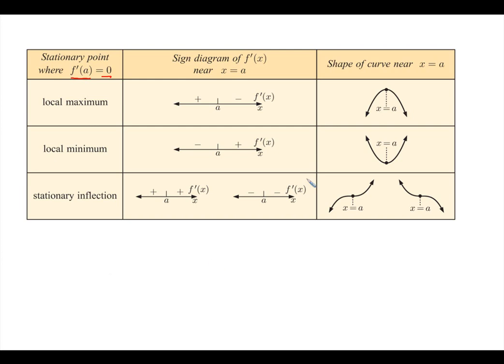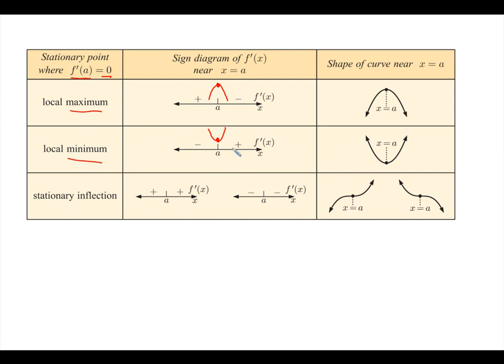Just like we talked about earlier, if we look at the sign diagram for the first derivative, it's a local maximum if the sign diagram goes from positive to negative, because then this point is the highest point. If the sign diagram goes from negative to positive, then this point is the lowest point, so it's a local minimum. Positive to negative on the sign diagram is a local maximum. Negative to positive is a local minimum.